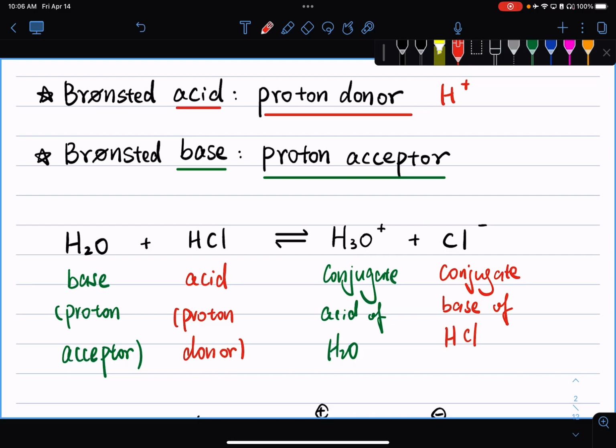So that's one example here. Second example, you can also have neutral species acting as acid and base. Again, the definition of Bronsted acid-base here depends on which molecule is giving a proton. So your proton donor will be your acid in this case.